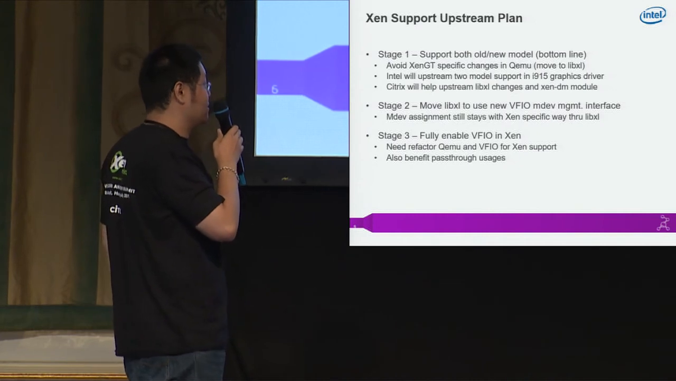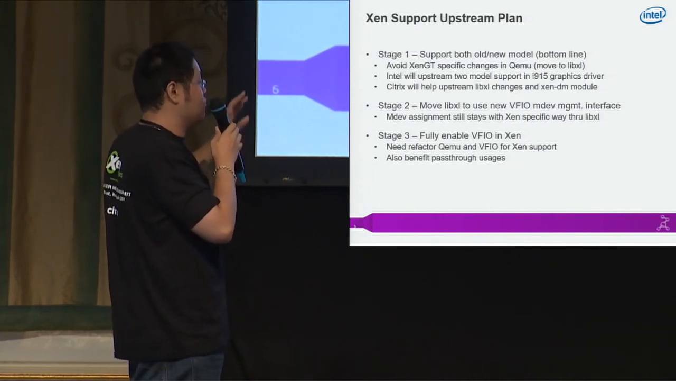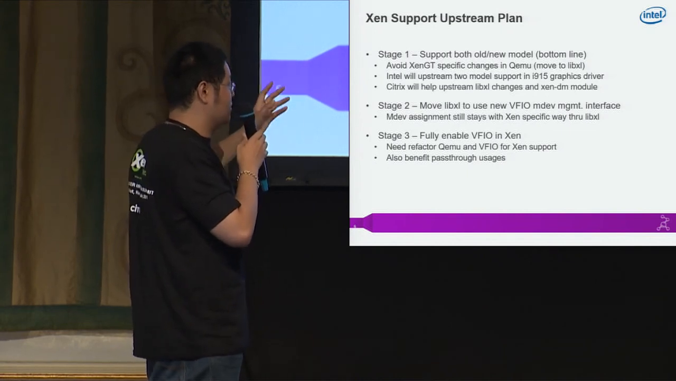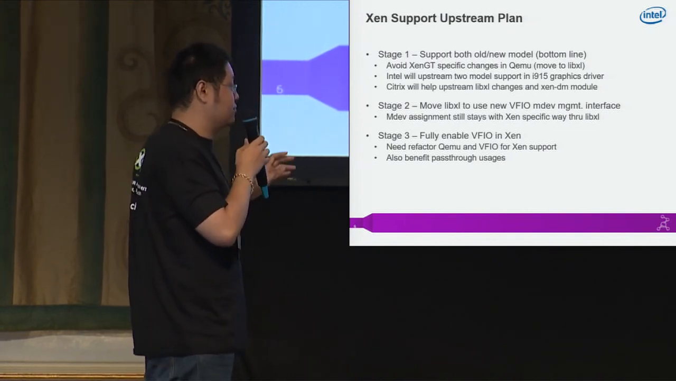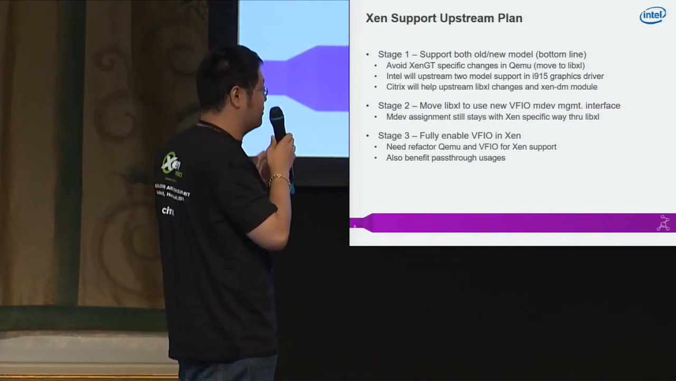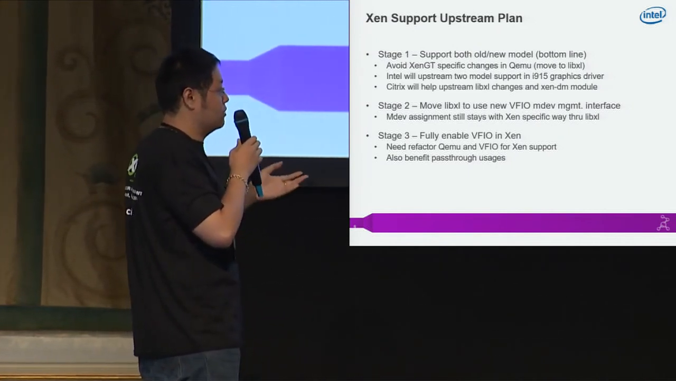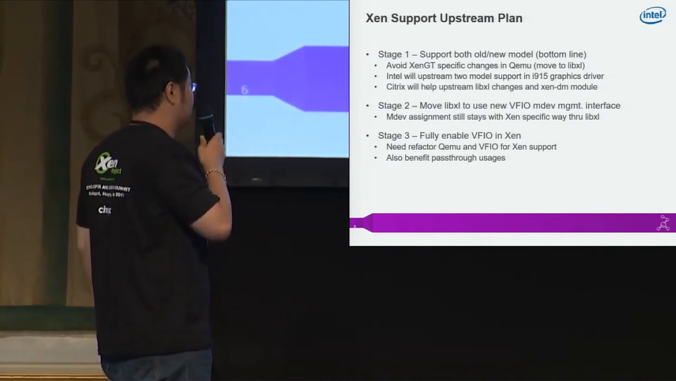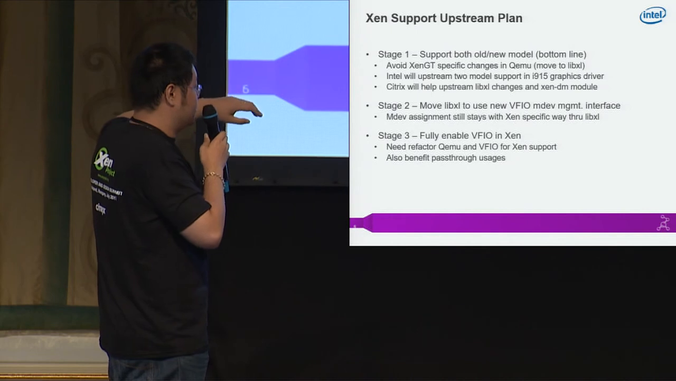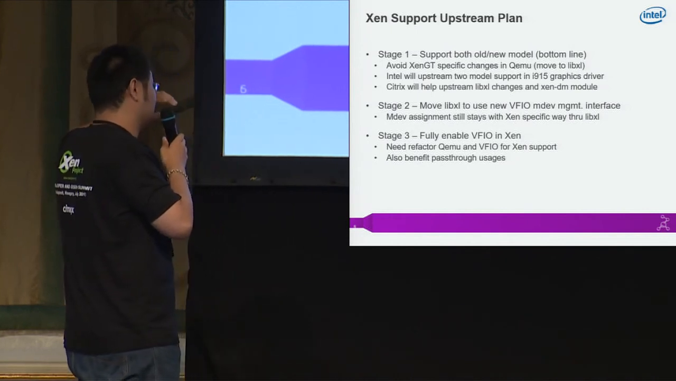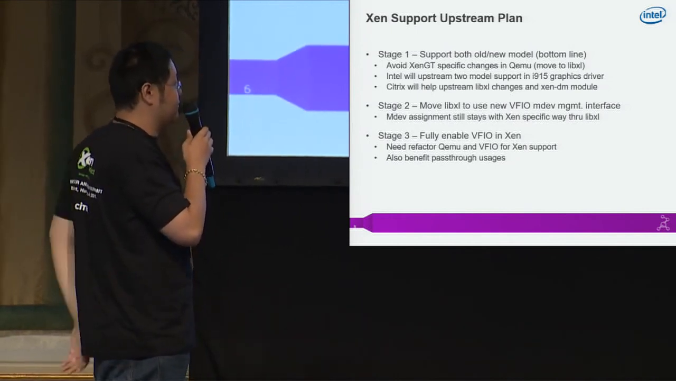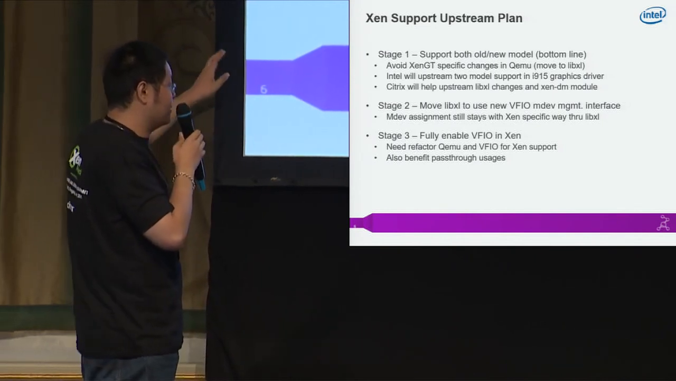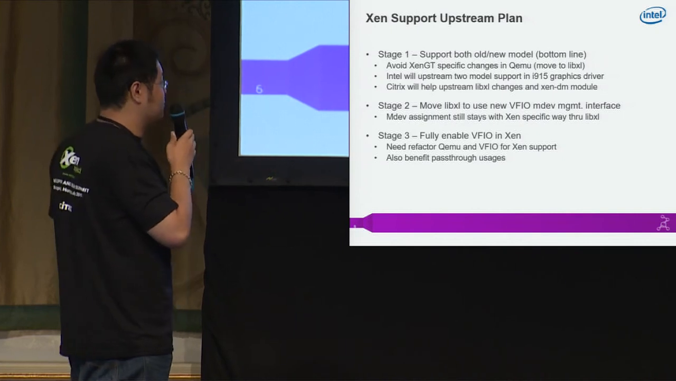We need to maybe refactor some code in QEMU. Currently, the VFIO code in QEMU only talks with KVM, right? We have to abstract that code and maybe extend it to also talk with the other hypervisor. And because VFIO was previously a framework for device pass-through, PCI device pass-through can also benefit from this generic framework.